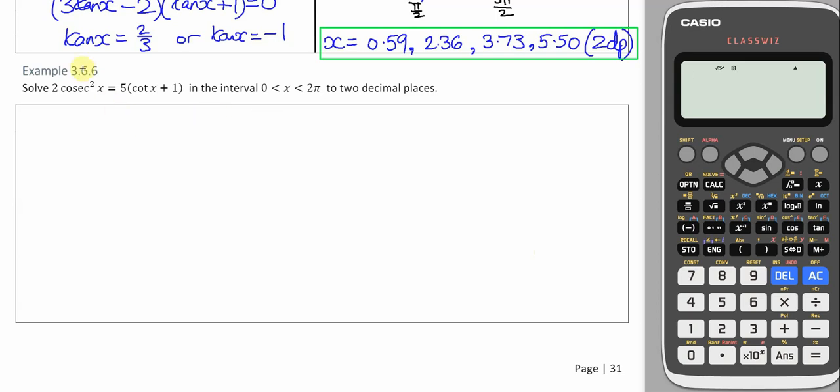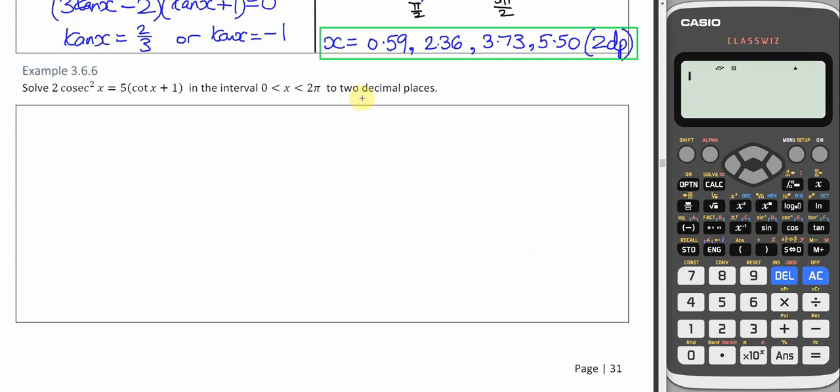Example 3.6.6. Notice again we're in radians here, so make sure that calculator is in radians mode. Answers to 2 decimal places. So we've got cosec squared and we've got cot. Use the identity that links them together. 1 plus cot squared is cosec squared.